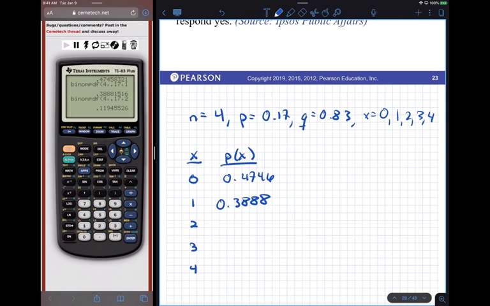1195. Let's do when x is 3. See how quickly we're doing these versus when we're doing them by hand? 63, 63, and then let's do an x is 4. Okay, 0008, right? So 1, 2, 3, 8. Okay, that's fine.